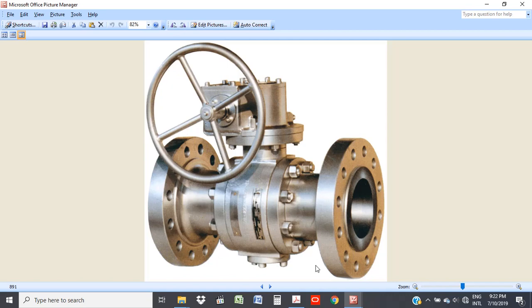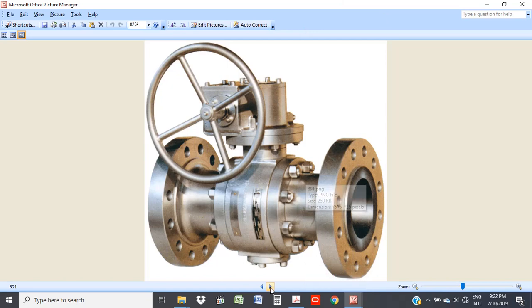The valves we'll be talking about are valves used in the oil and gas industry. Anywhere you see a pipe and you want to control the flow, definitely there would be a valve there to work on it.